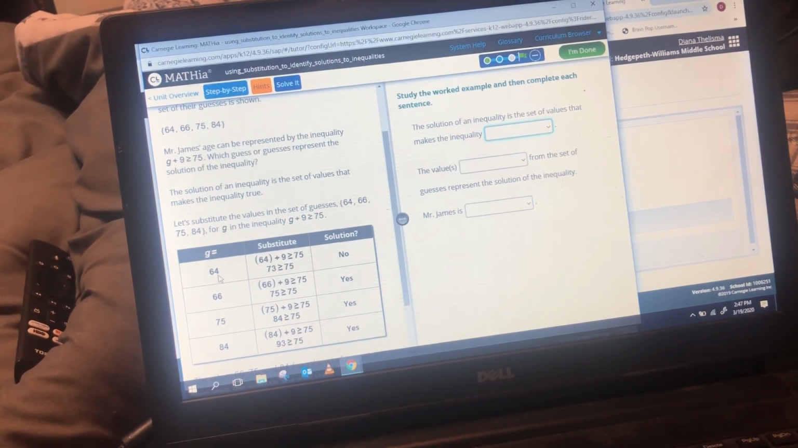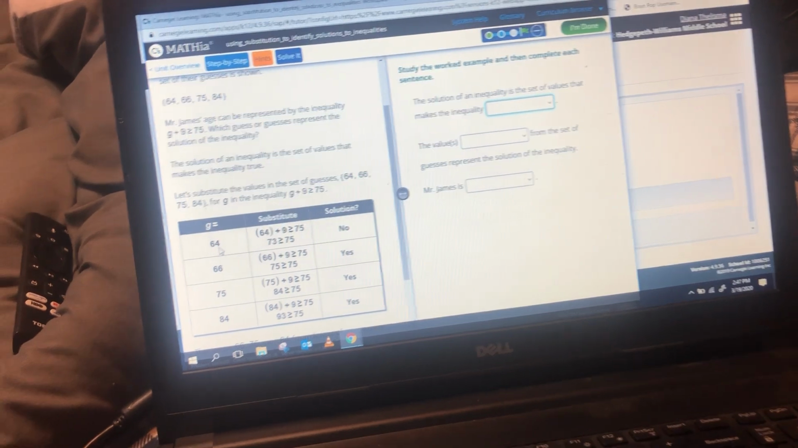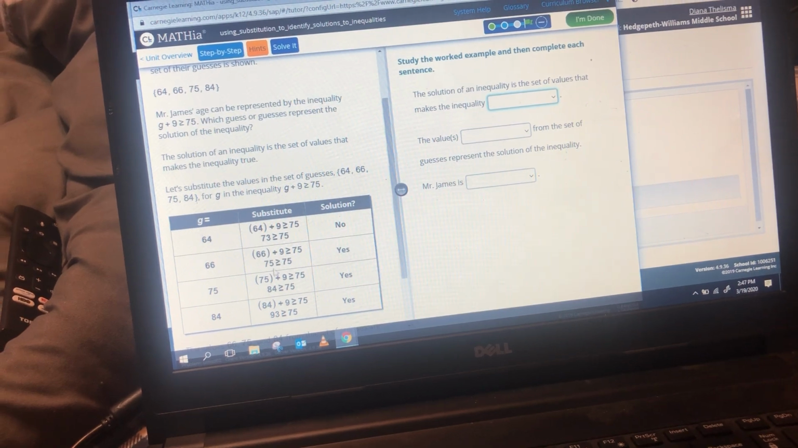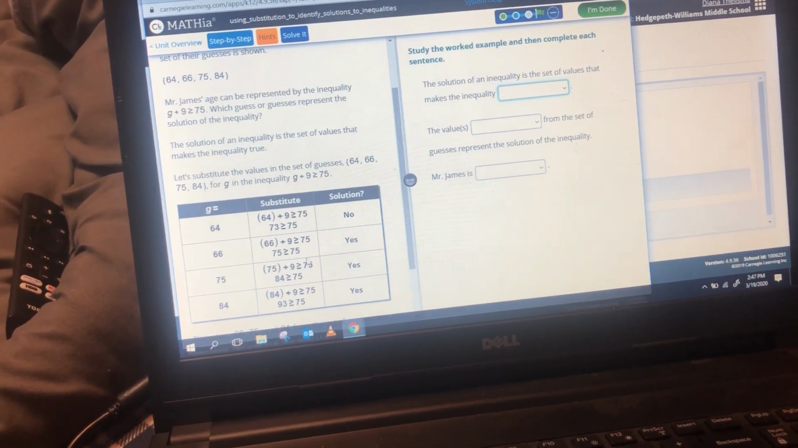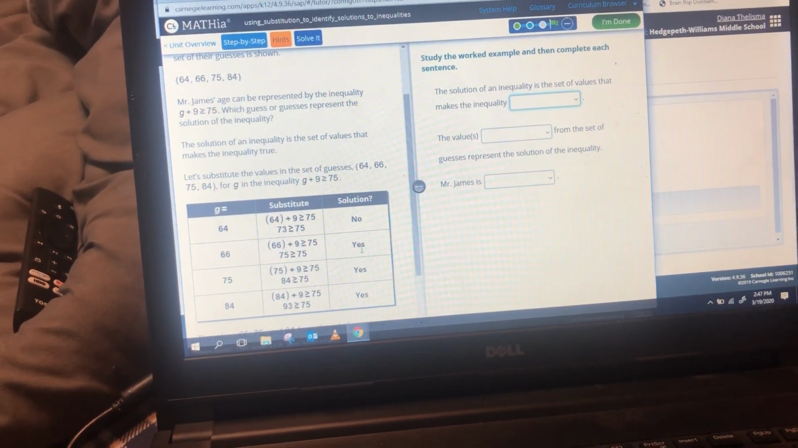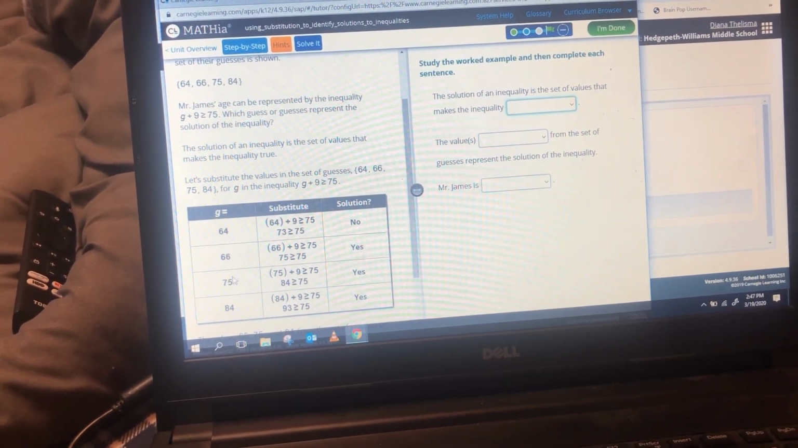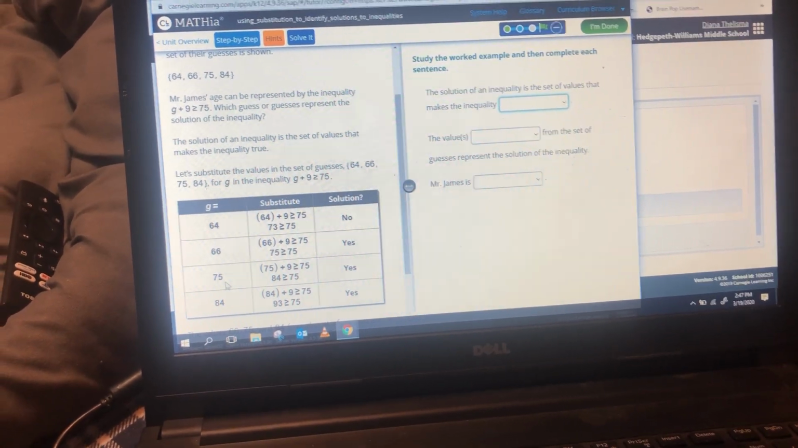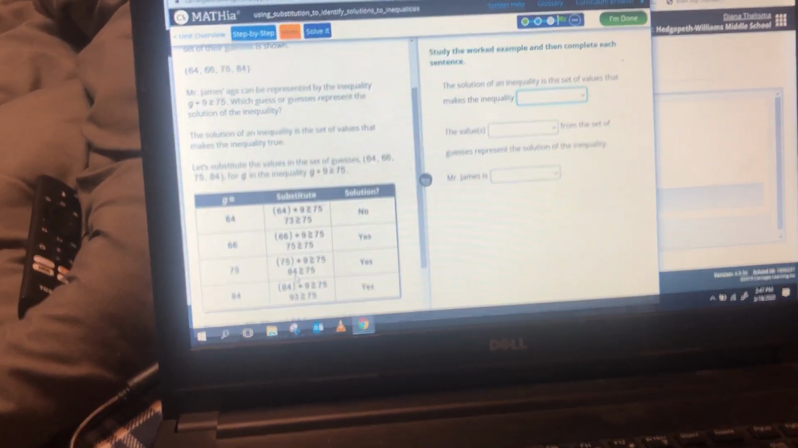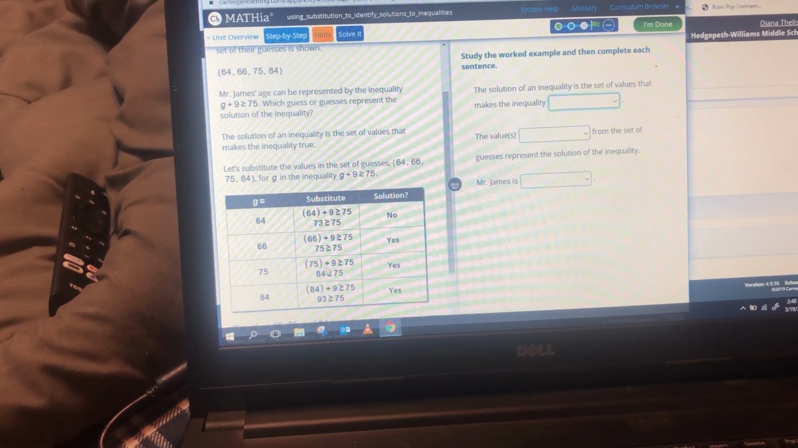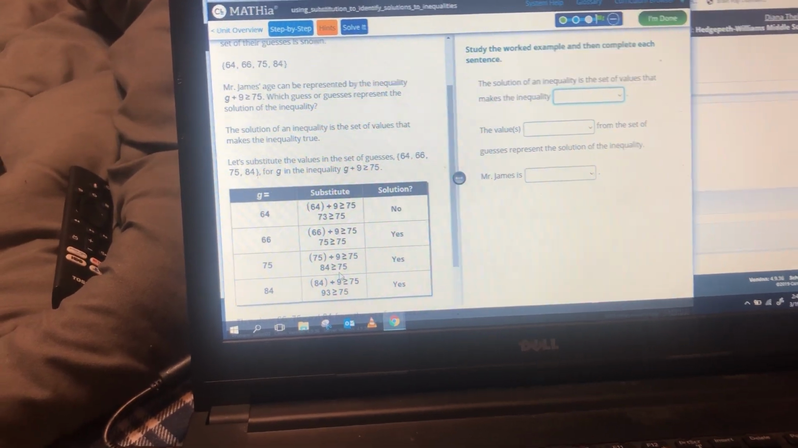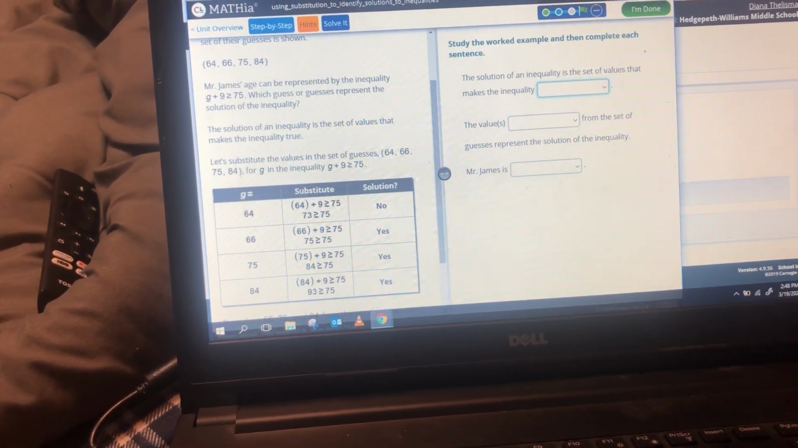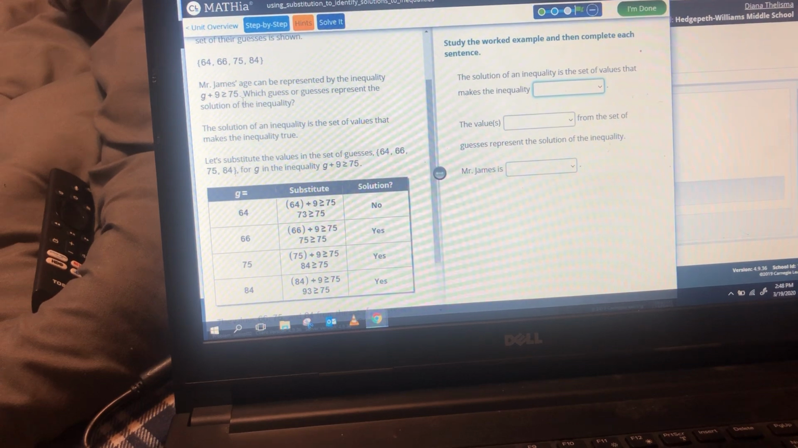No. So 64 is not a solution. Now they put 66. 66 plus 9. Is it greater than or equal to 75? Well, it is equal to 75. So yes, 66 is a solution to the inequality. Now they said 75. 75 plus 9, which is 84. Is 84 greater than or equal to 75? 84 is greater than 75. So it is a solution to G plus 9 greater than or equal to 75.